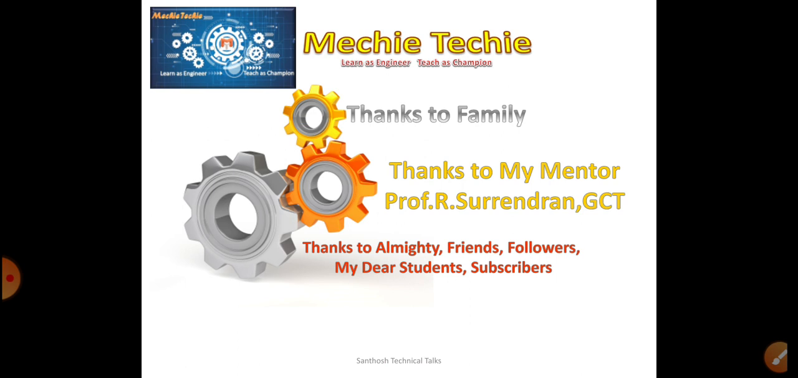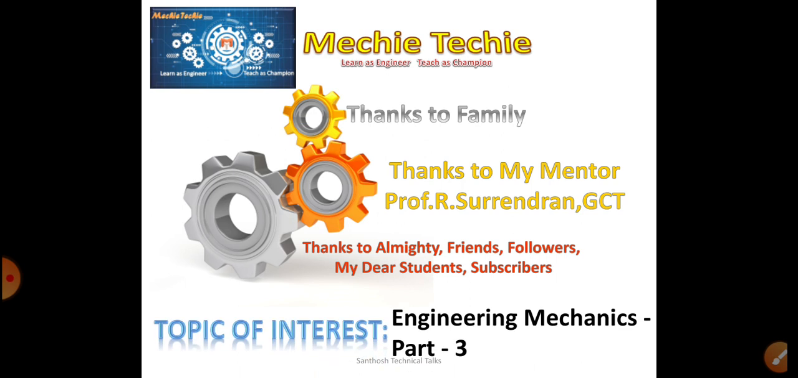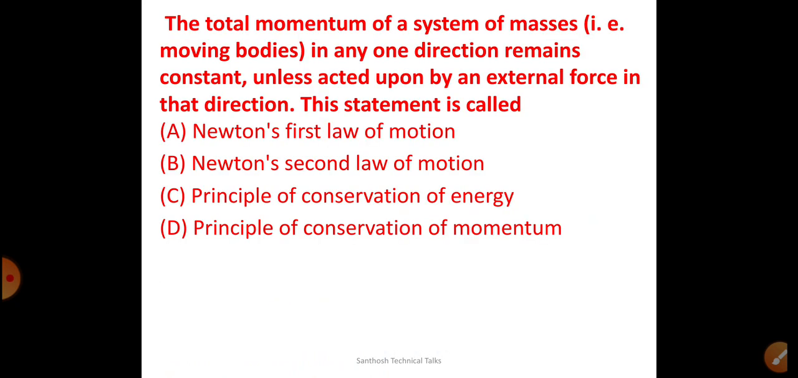Today, we are going to continue the engineering mechanics objective questions part 3. So that is our topic of interest. Let me start the first question about part 3. The question is: the total momentum of a system of masses, that is, moving bodies, in any one direction remains constant unless acted upon by an external force in that direction.